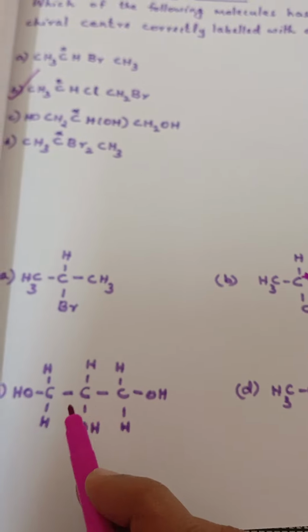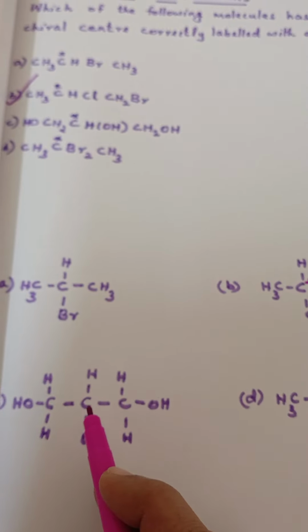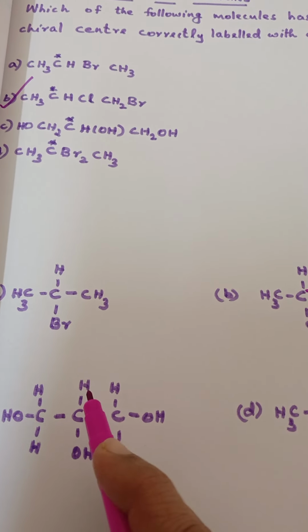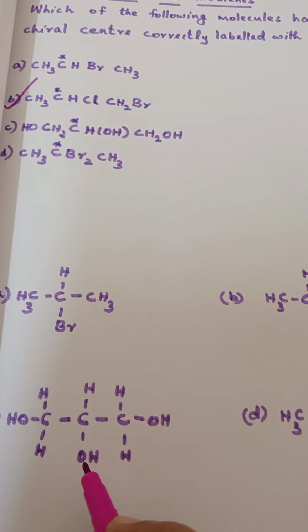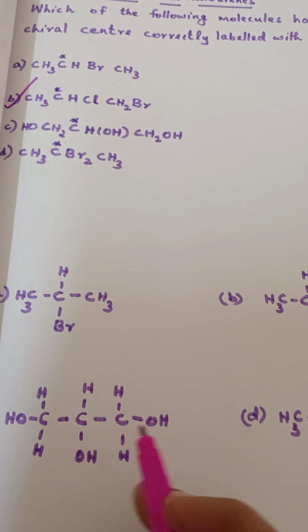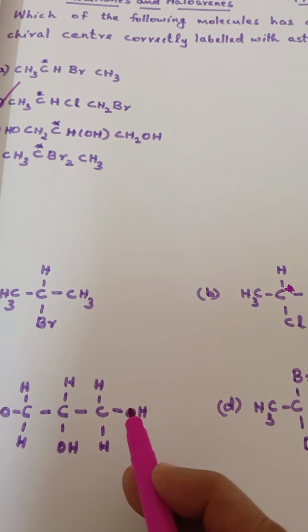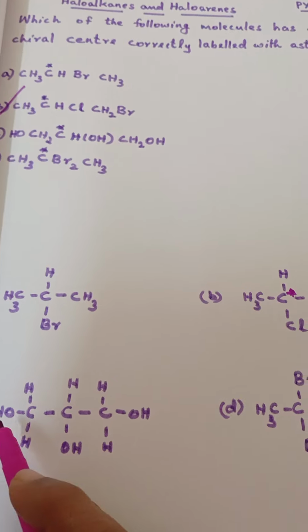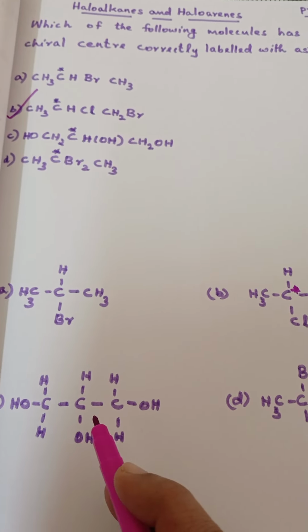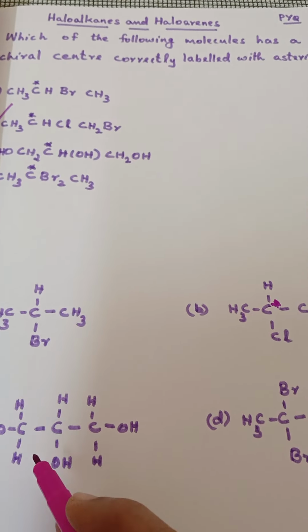On this, here we can see this carbon was labeled. Now this is having a hydrogen here and OH here. But on either side you have a CH2OH. So these two groups are the same. So this is not chiral. All four groups are not different.